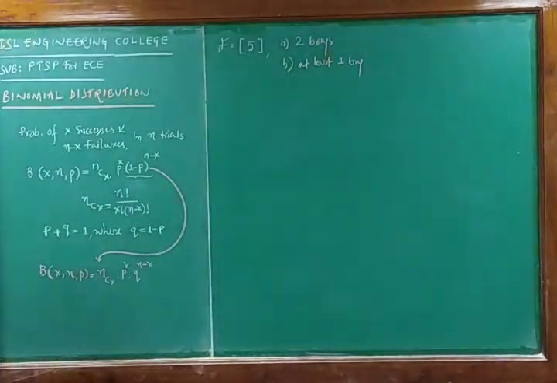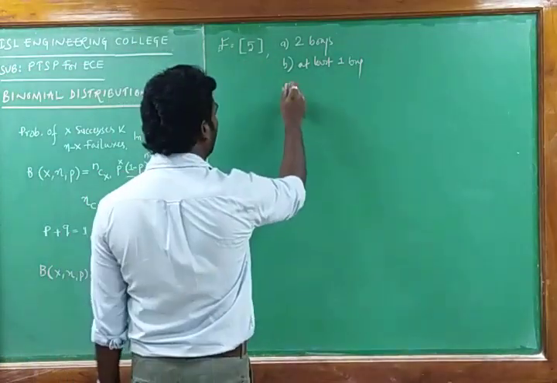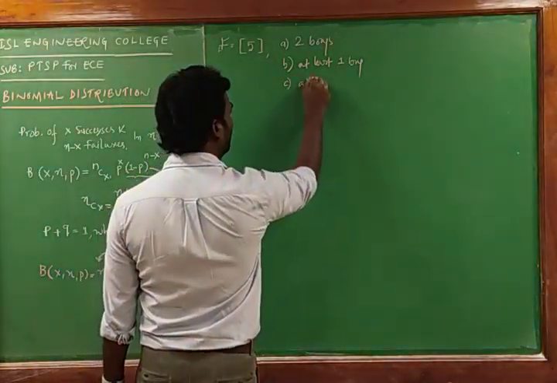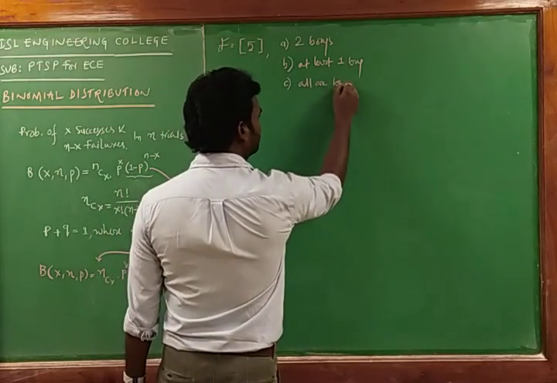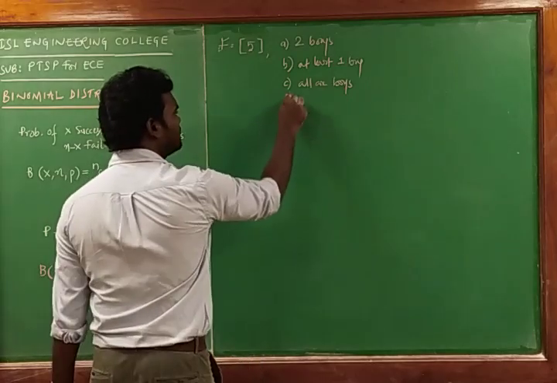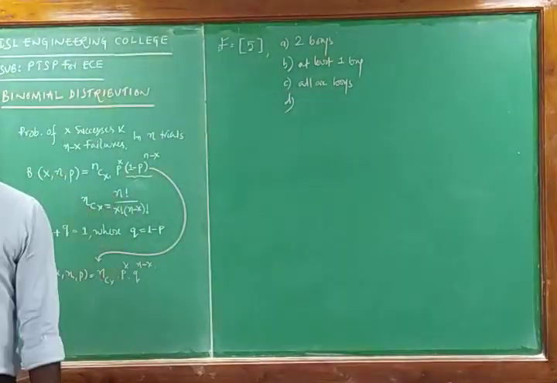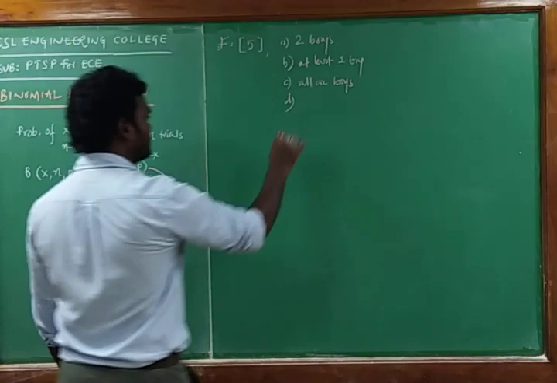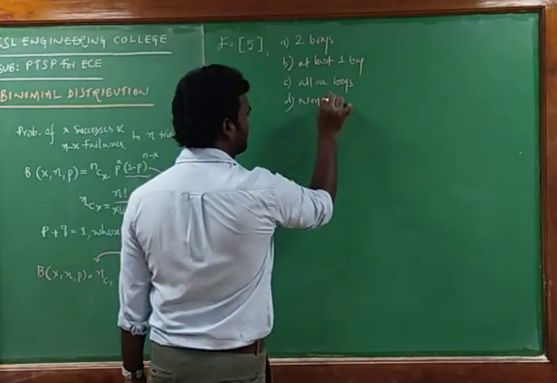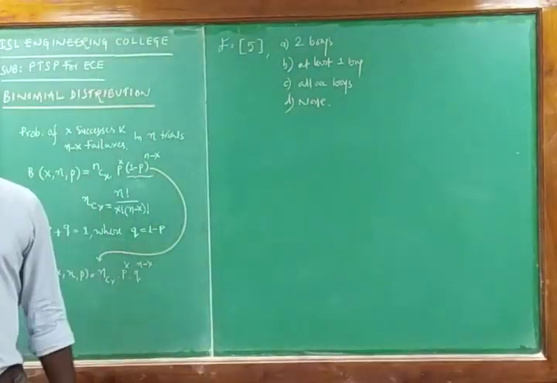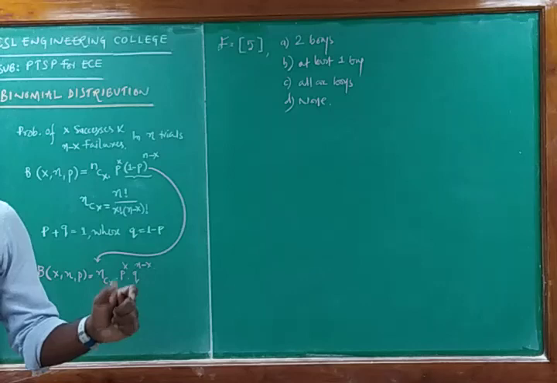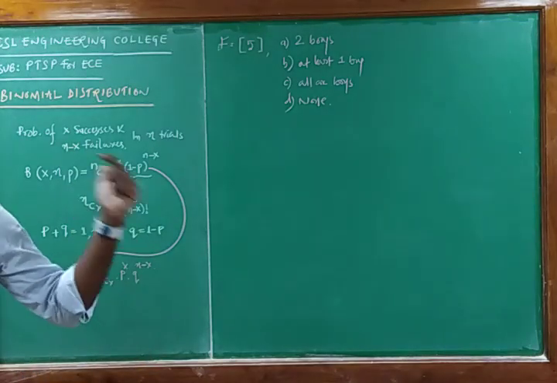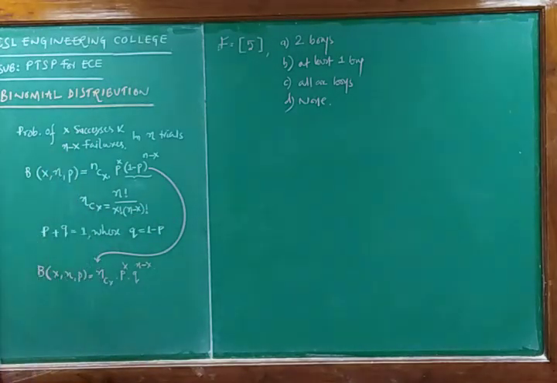And next one is what? All are boys. Out of 5 children, all are boys only, that means x is equals to 5 now. Next one, D, is about no boys are there, none of the children is a boy, and we have to calculate. In a family of 5 children, find the probability that there are 2 boys, first question, at least one boy, and all are boys and no boy is there out of the 5 children.